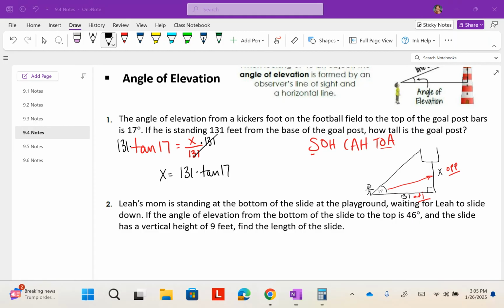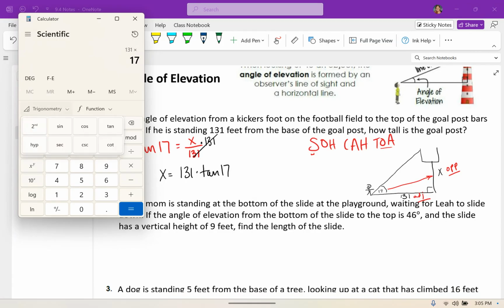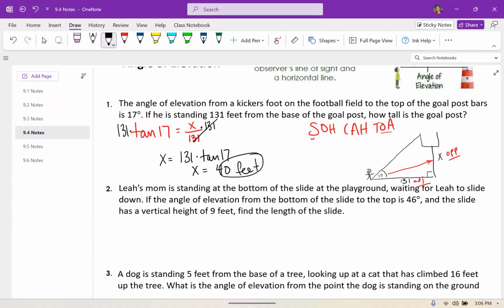Okay, so here we go. 131 times 17 tangent equals 40.05. Okay, so I'm just going to say about 40. So X is 40 feet. Okay, simple enough. I'm going to recircle that because I didn't mean to cross out the 40.